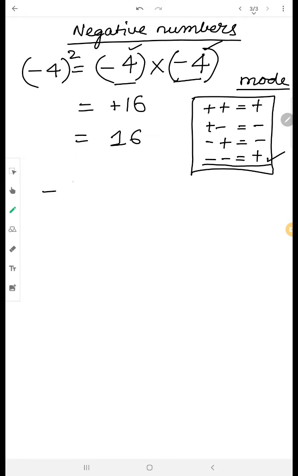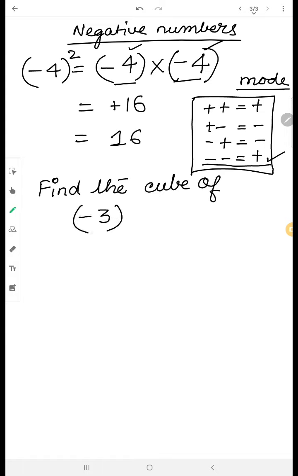Similarly, if you have got a number, say minus 3 whole to the power cube, they have asked you to do the cube of minus 3. If the question may come like this, let me erase this and write so that you understand. Find the cube of minus 3. How to do it? We are going to do minus 3 whole to the power 3. That is minus 3 cube.